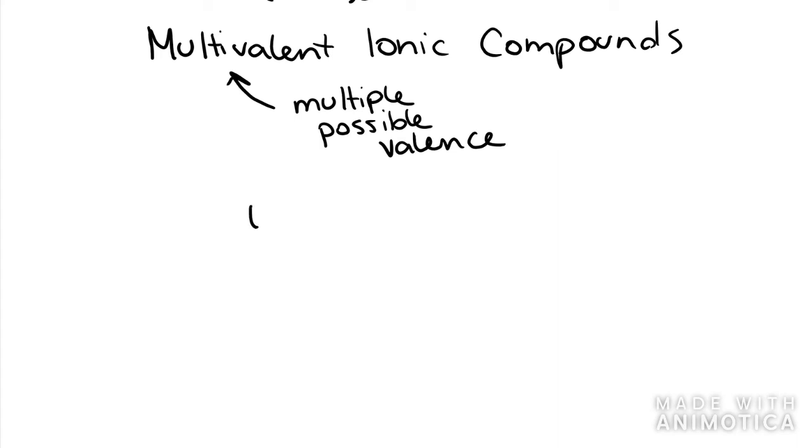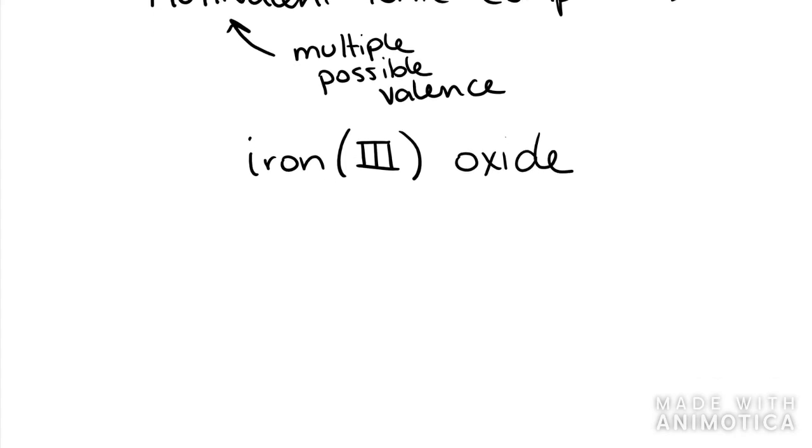So let's say we are given iron, and when we tell the charge, we always tell it in a Roman numeral and in brackets. So iron 3 oxide. Well, iron is Fe. This 3 here tells me that it has a charge of 3 plus. Oxide is our oxygen with our charge of 2 minus. So now I look at the charges. I have 3 positives and I have 2 negatives.